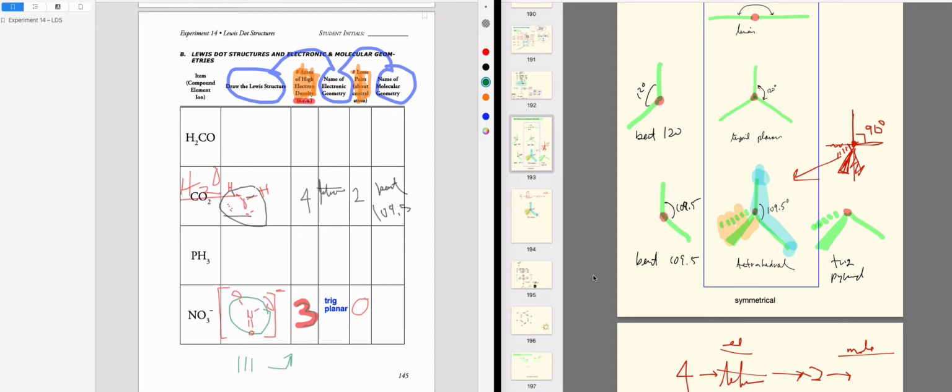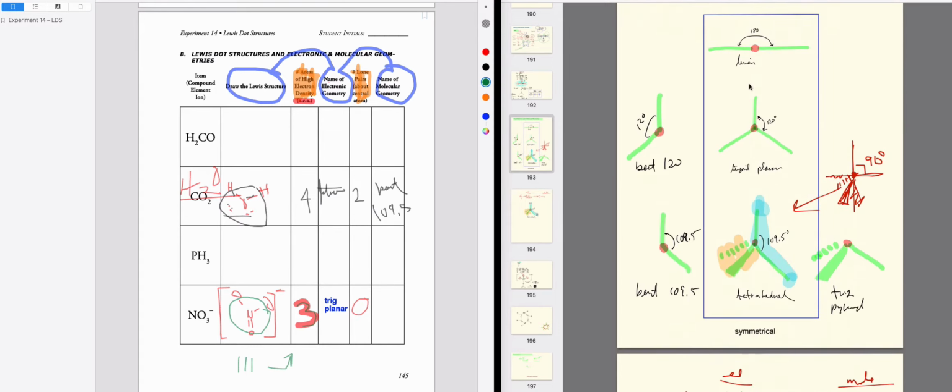If I have 3, what's my electronic geometry? If I have 3, my electronic geometry has to be trigonal planar. Of those 3, how many are lone pairs? None of them are lone pairs. They're all bonds, okay? 0. So if I have a trigonal planar and I hide nothing, what do I still have? Trigonal planar. Okay, so I would take that, and there you go. So that's 2 pretty good examples right there, and that's all there is to it.